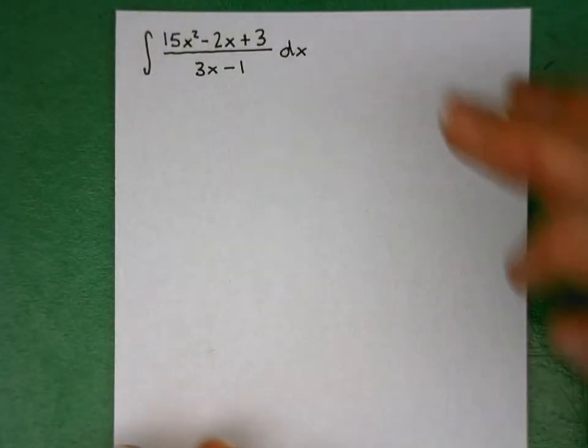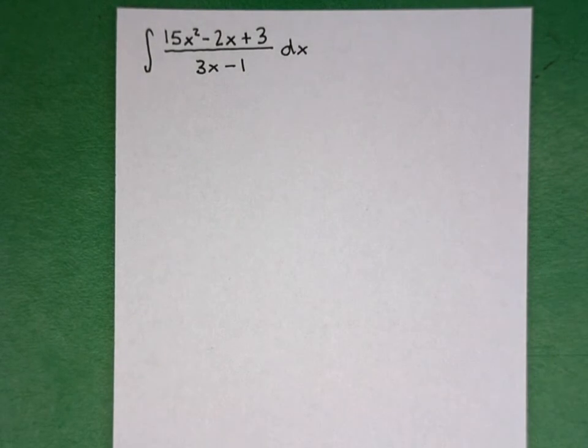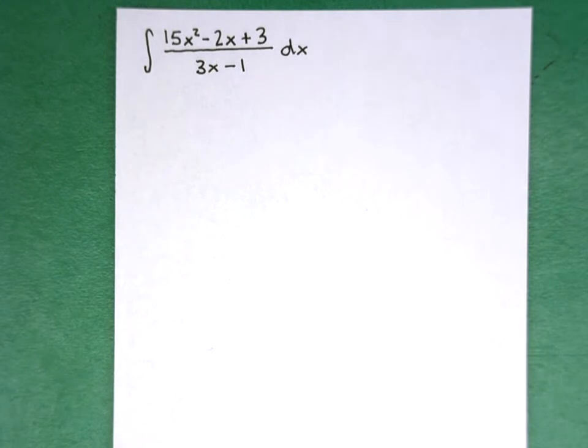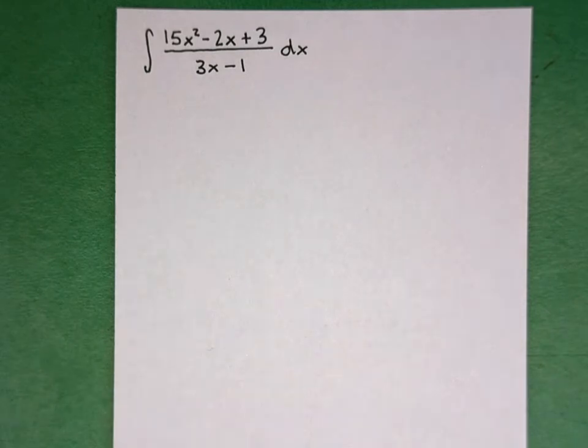Okay, so our final problem here is the integral of 15x squared minus 2x plus 3 over 3x minus 1 dx. Again, first question, can I rewrite it as a power rule? Unfortunately, in this case, I can't. If I did make this quantity 3x minus 1 to the negative 1/2, you'd have an exponent attached to that quantity. You wouldn't be able to expand it, distribute, anything like that.